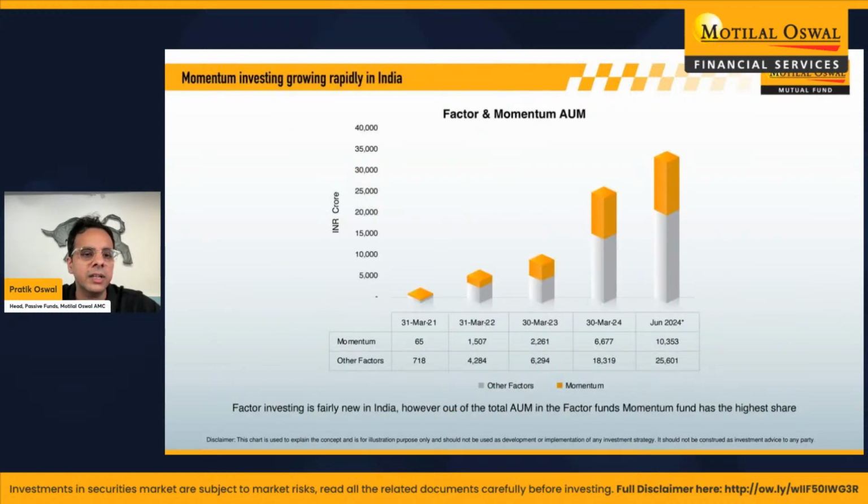And what we've seen is, in India and also in the world, momentum is one of the largest factor funds in the world. In fact, what we've seen globally is that factor investing is the second biggest category in the world after broad-based funds. So after your S&P and Nasdaqs in the US, factor investing is the second biggest category.